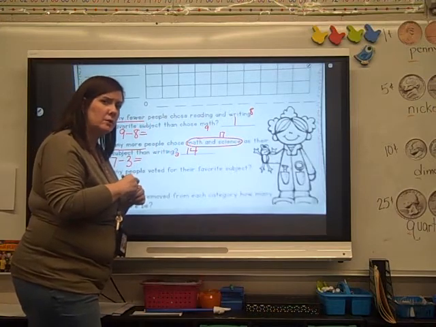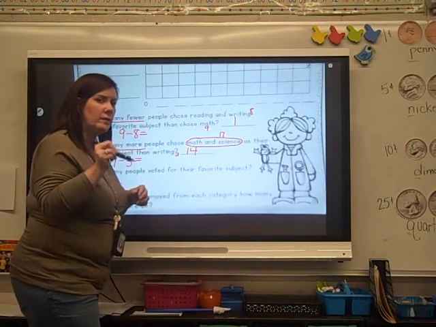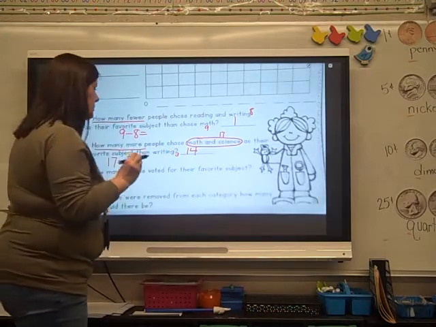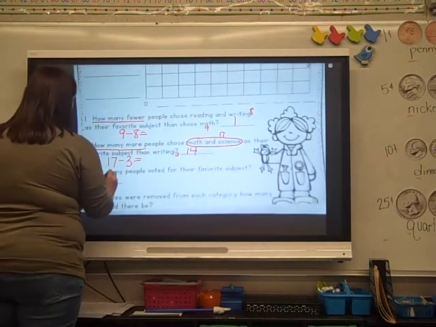Box did you color in? Because each box was 1 vote. How many did you color in? I hope you got 25.